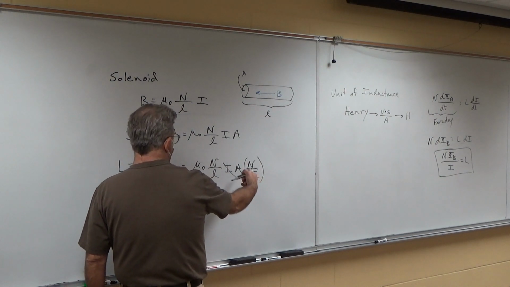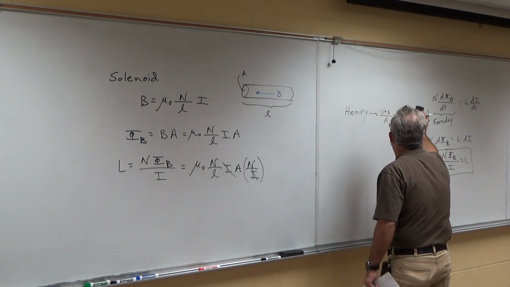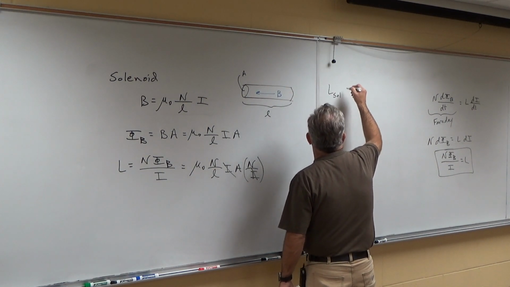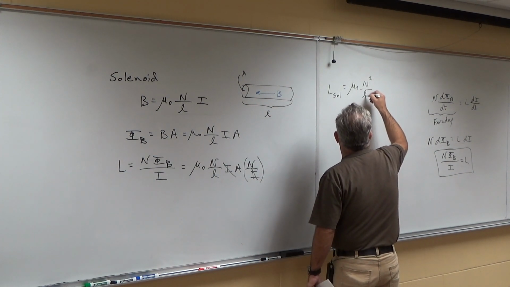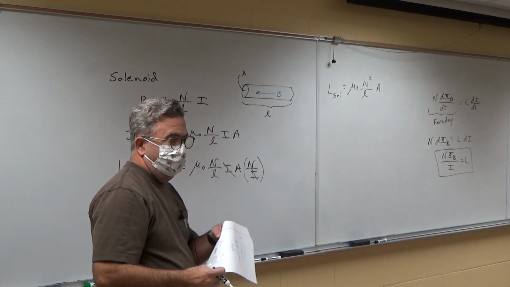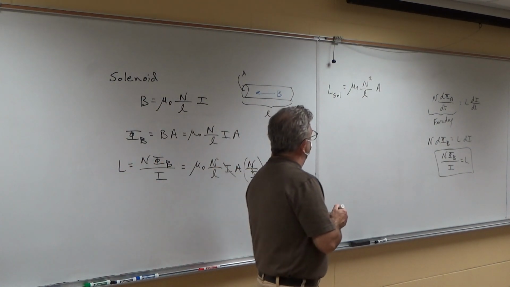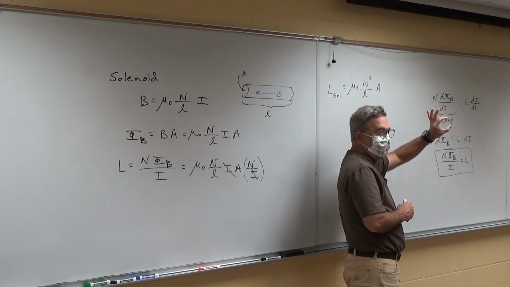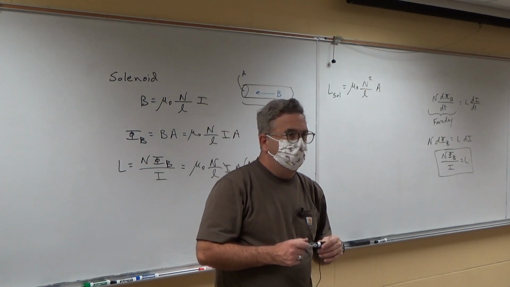That cancels, and you get an N squared. So for a solenoid, the inductance of a solenoid, L sol, is equal to mu naught N squared over L times A. So the inductance goes like the square of the number of turns. It just depends on the length of the solenoid, the cross-sectional area of the solenoid, and the number of turns.